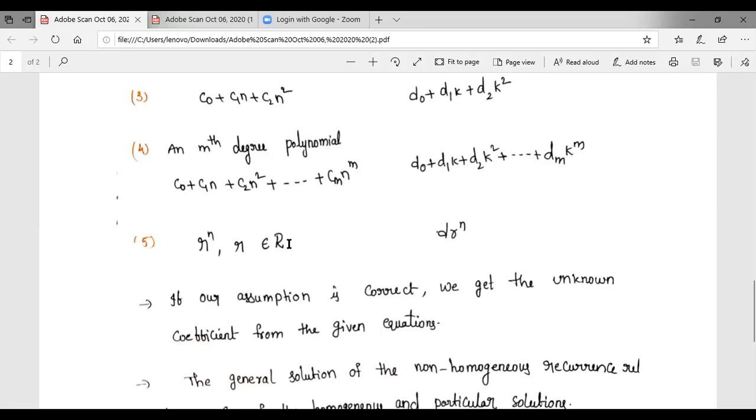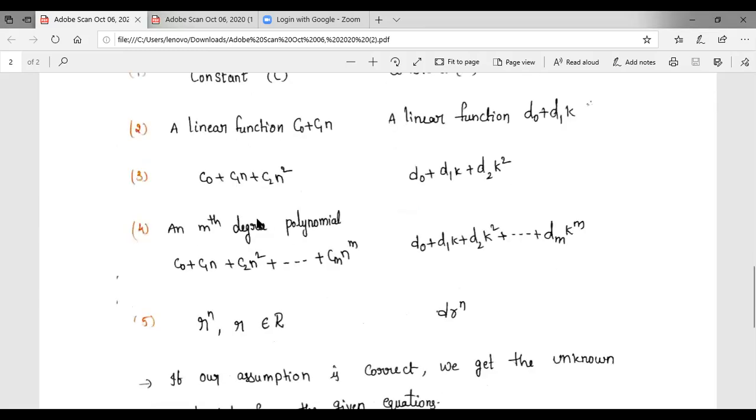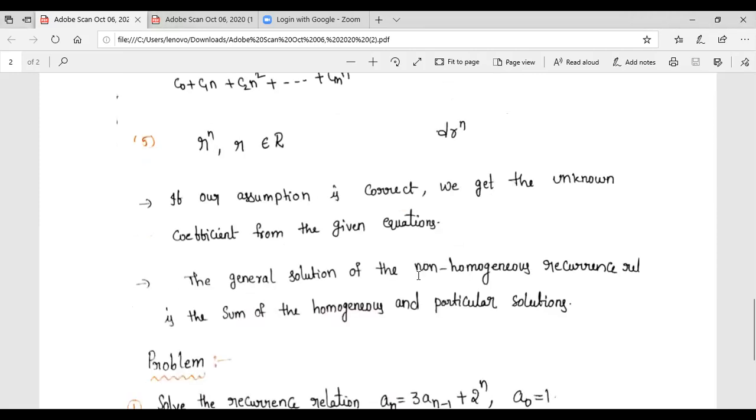These are the cases we get when we solve for the particular solution. If our assumption is correct, we get the unknown coefficients from the given equations. The general solution of the non-homogeneous recurrence relation is the sum of the homogeneous and particular solutions.